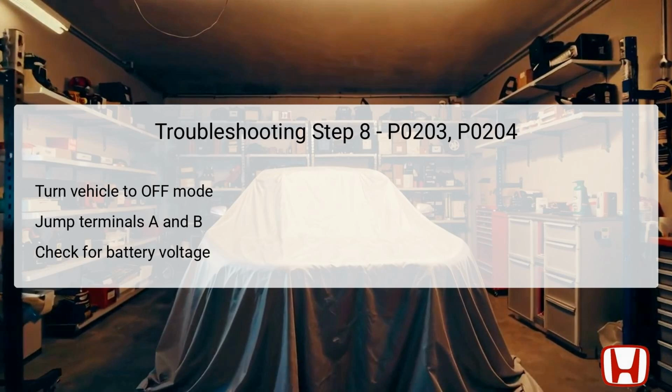Following safety protocols, turn the vehicle to the off-lock mode and then jump terminals A and B on the injector relay socket with a jumper wire to simulate a circuit connection. This action will allow further investigation into the integrity of the voltage outputs. Disconnect the PCM connector A to isolate signals further and measure the voltage between specified test points.